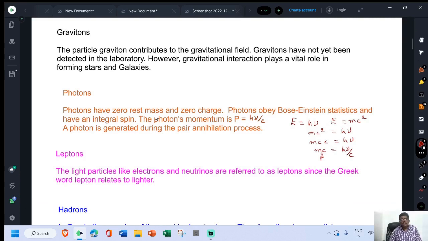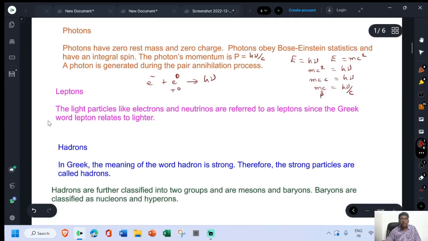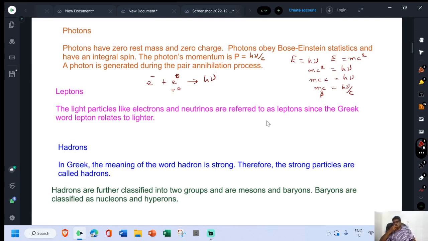A photon is generated during the pair annihilation process. An electron plus a positron annihilate and the energy is liberated in the form of photon. Positron is the antiparticle of electron. Then next classification is leptons. The light particles like electron and neutrinos are referred to as leptons, since the Greek word lepton relates to lighter.